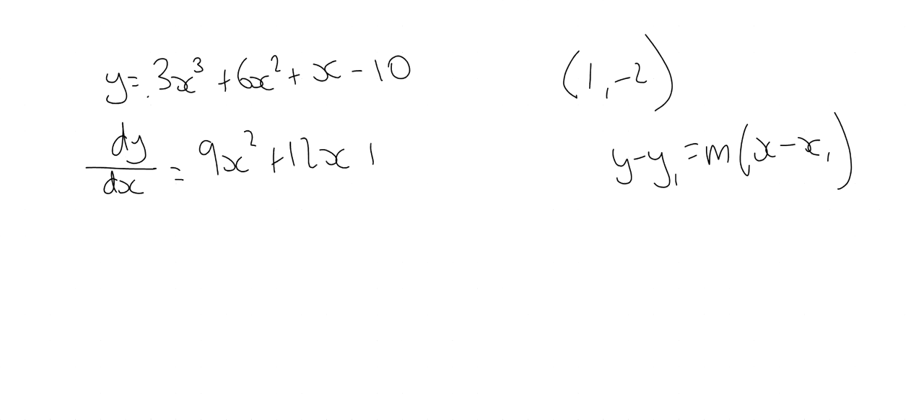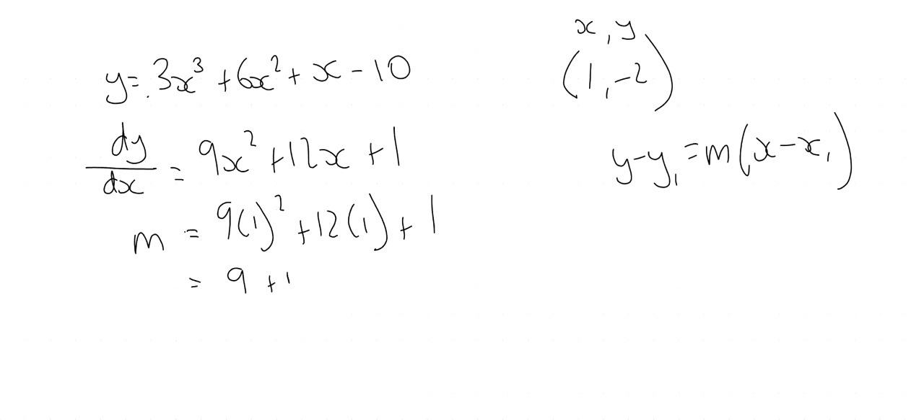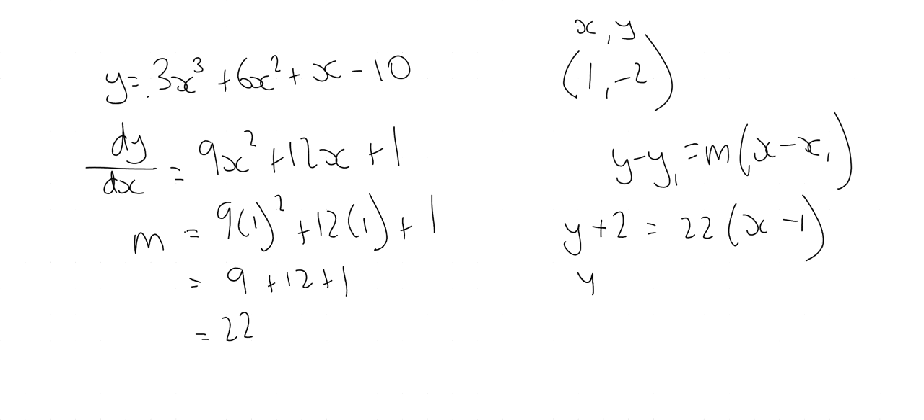Good. So if I want to find the gradient at a particular point, what's the point? 1, right? So this is x and y, yeah? So my x point is 1, so 9 times 1 squared plus 12 times 1 plus 1. So I've got 9 plus 12 plus 1, which is 22. So that means I'm going to plug that in here. So I've got y minus y1, so it's plus 2 because it's negative, equals mx minus x1. So y is 22x minus 22 minus 2. So y is 22x minus 24.